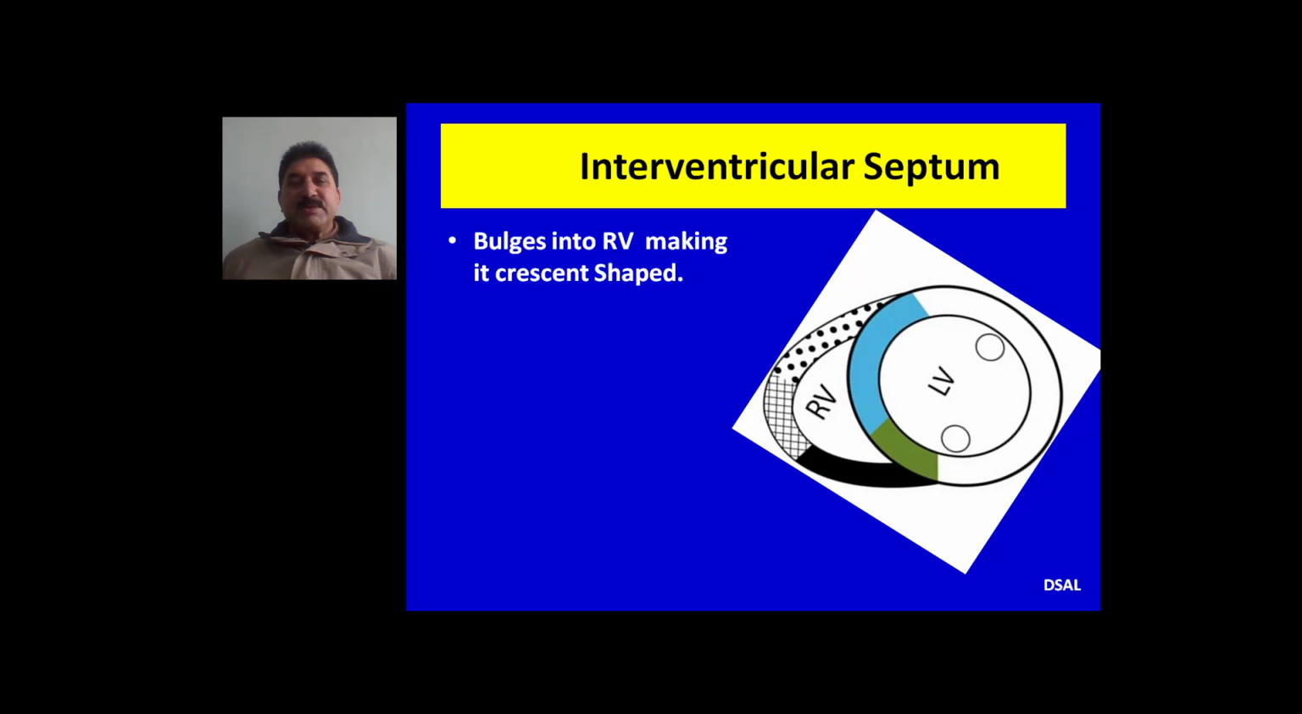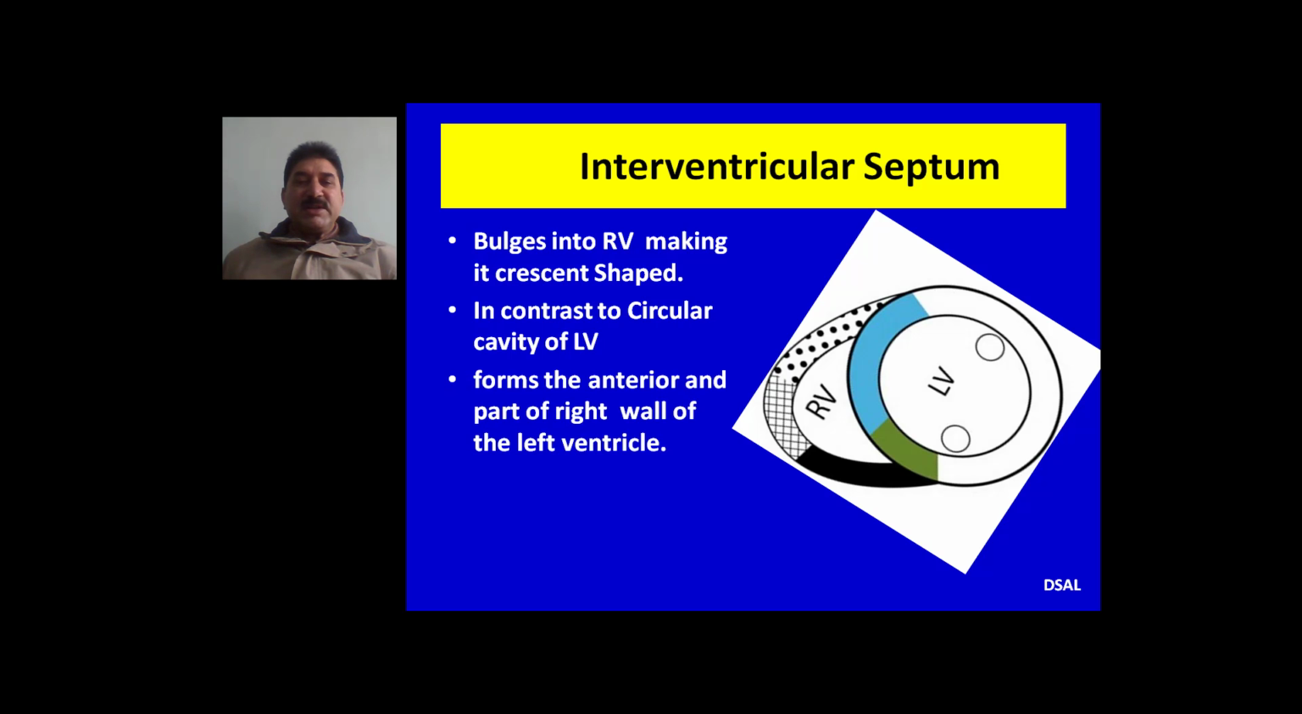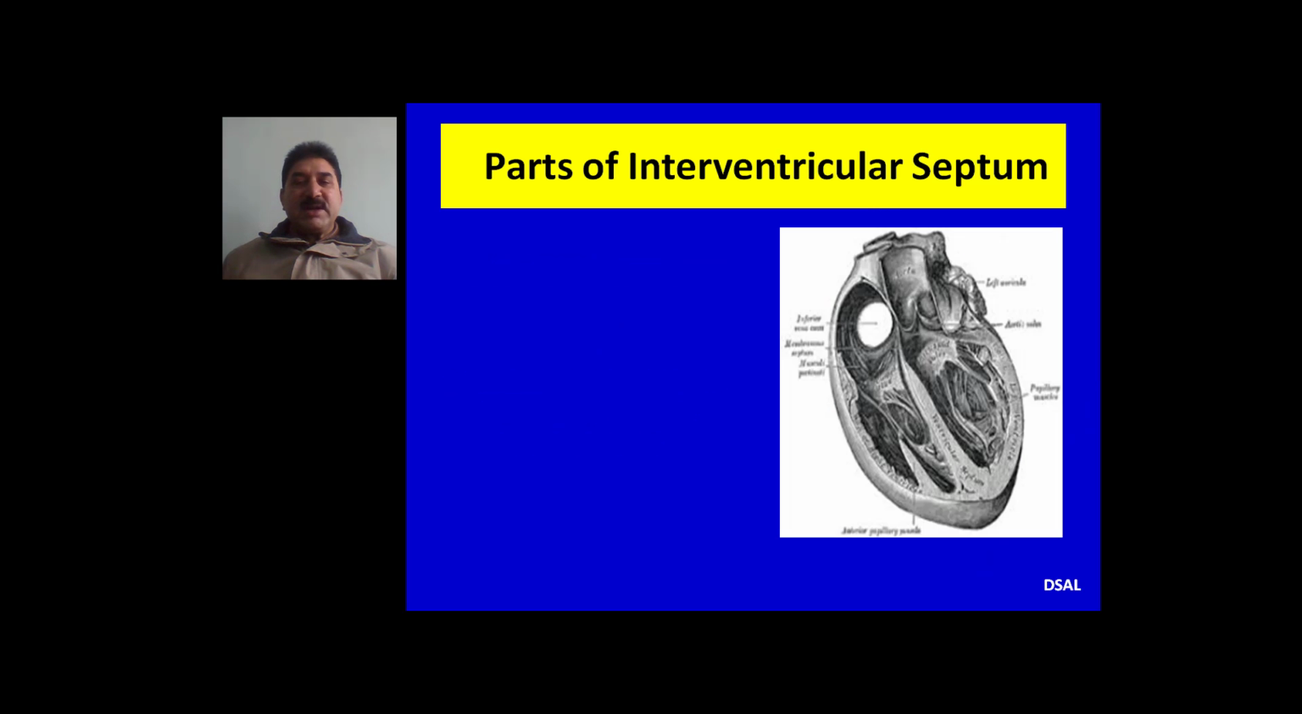Interventricular septum is thicker than that of the right ventricle. It bulges into right ventricle, making it crescent-shaped, in contrast to circular cavity of the left ventricle. It forms the anterior and part of the right wall of the left ventricle. What are the parts of interventricular septum? It has a muscular part which is thick and a membranous part which is thin.